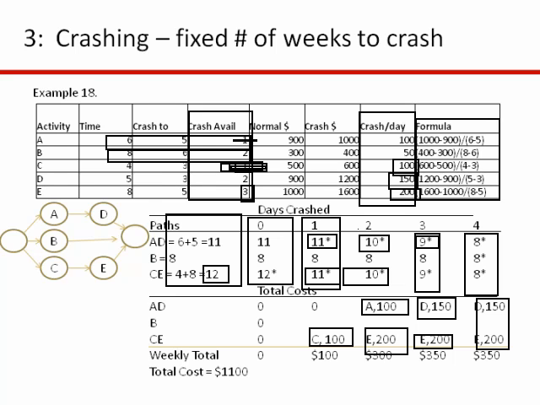So this is an example. There are actually two types of crashing problems. The first type is when it tells you how many weeks or how much time to crash. So this is an example of that kind. You just crash, again, only activities on the critical path and the cheapest ones that are available. Okay, so questions on this example?